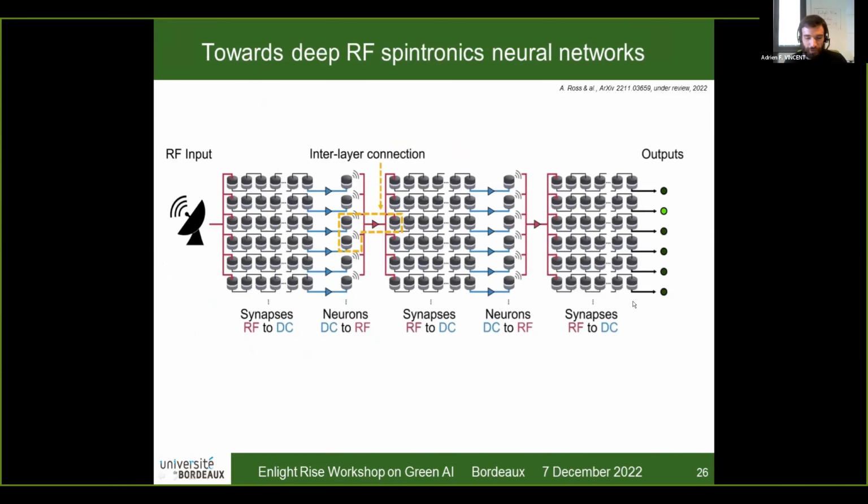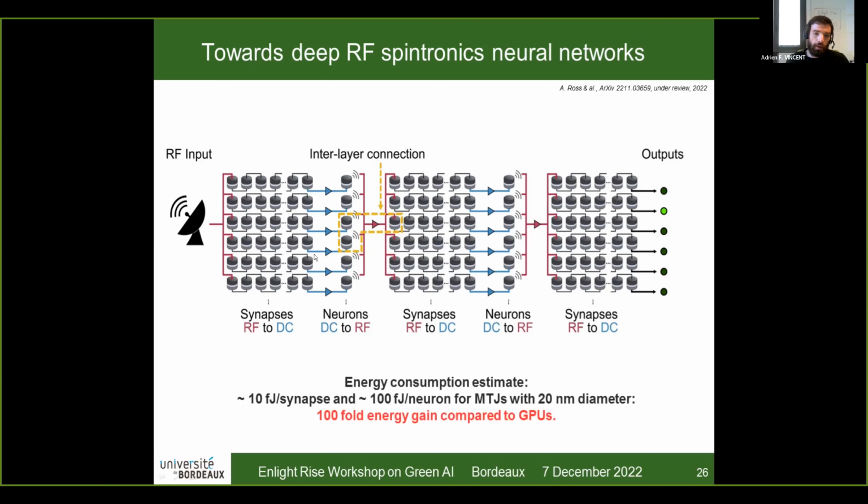So that will be the last technical slide. The idea now is that you can think of going deeper and deeper with those architectures, trying to build deep radio frequency spintronic hardware neural networks. And when you do the prediction of what the technology should be based on the current literature, you can expect energy gains that are two orders of magnitude compared to what current GPUs are doing, okay?